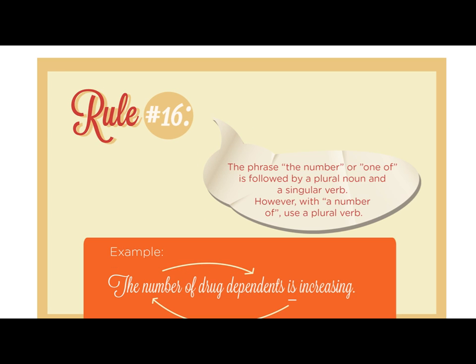Next rule, the phrase the number or one of is followed by a plural noun and a singular verb. However, with a number of use a plural verb. For example, the number of drug dependents is increasing.